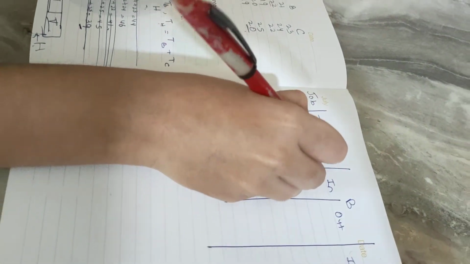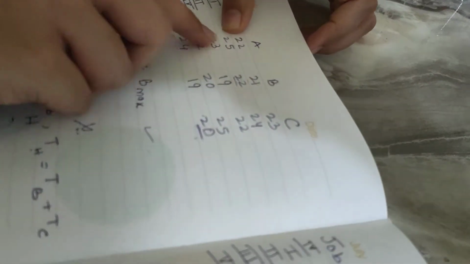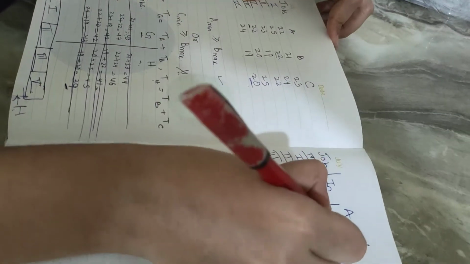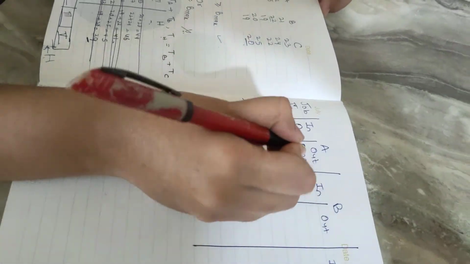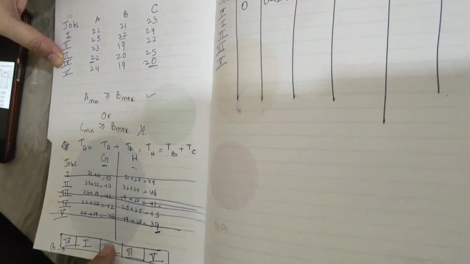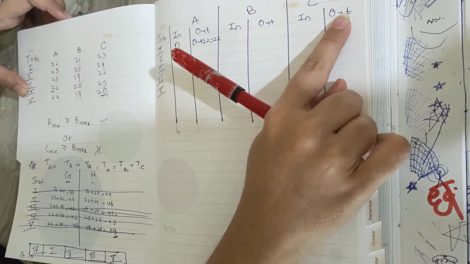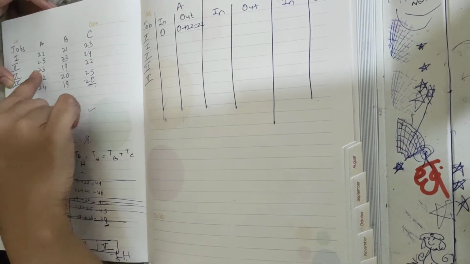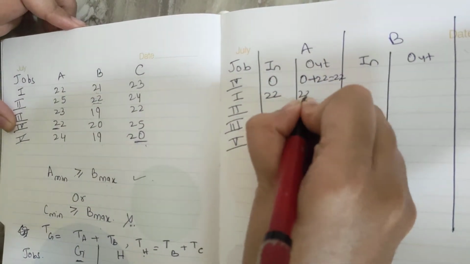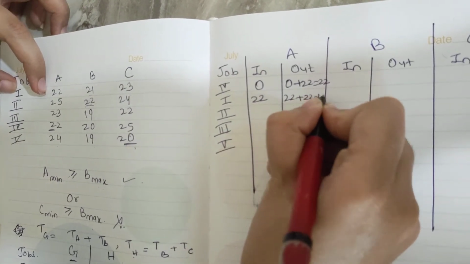This will be 0 plus A's job 4, that is 20. Then A's job 4 is 22. This is 22. Only for sequencing we have converted these 3 into 2. When we have to calculate the elapsed time, we will again do it according to A, B, C, and the values will be from our question itself. This 22 here. Next will be 22 plus A's 1 is 22. So this will be 44.